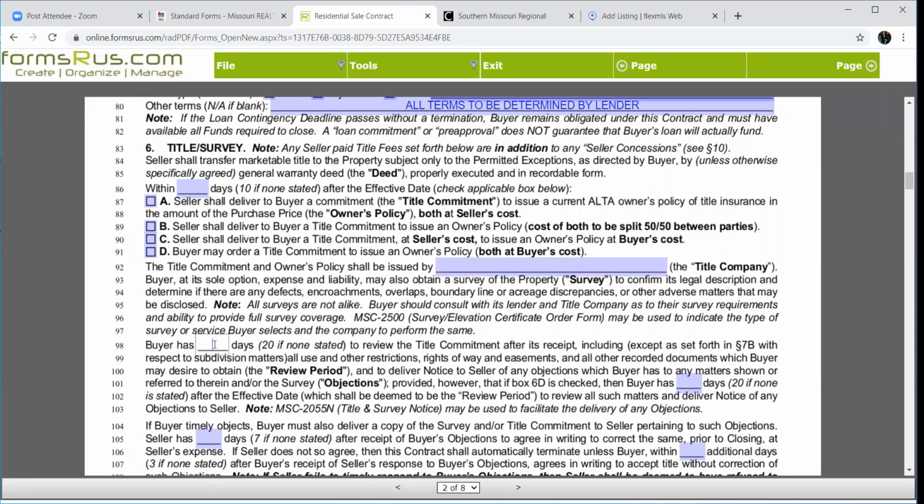Buyer's got 20 days by default to review this title commitment. To me, for the title commitment, that's plenty. Once you guys get used to this, you're going to be able to review a title commitment in about 30 minutes from stem to stern. So 20 days is plenty. Now, if your client is getting a survey, carry this time period through to closing. Because this 20 days is 20 days to review the title commitment and any other documentation about the property.